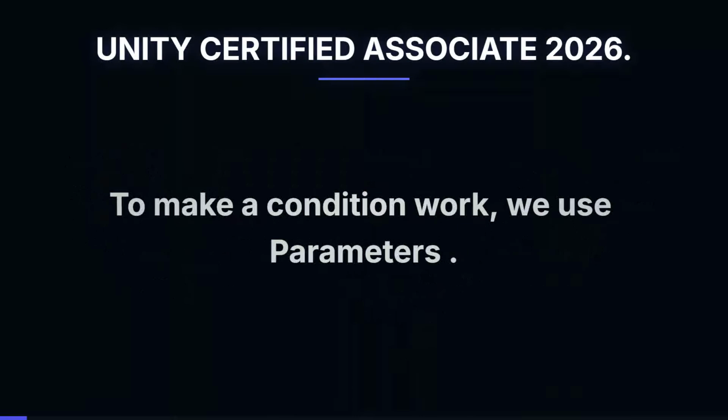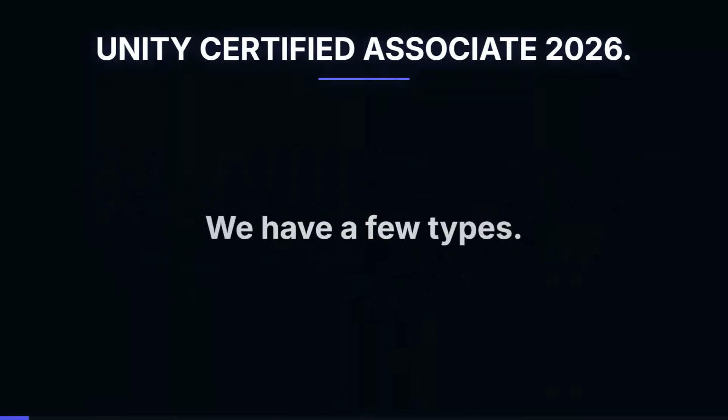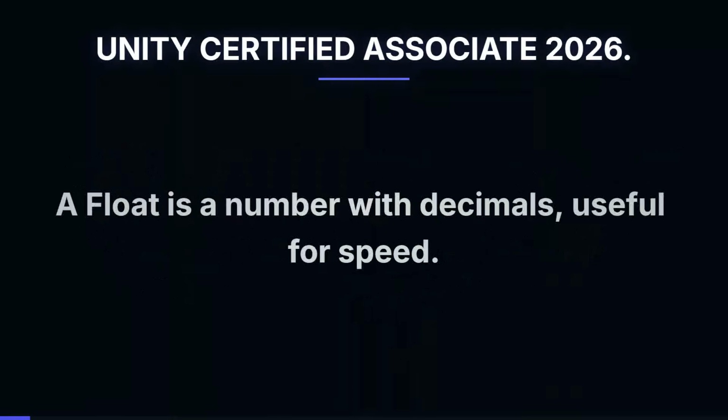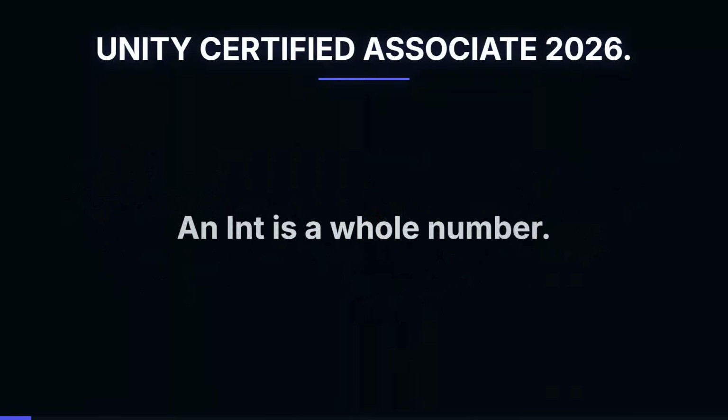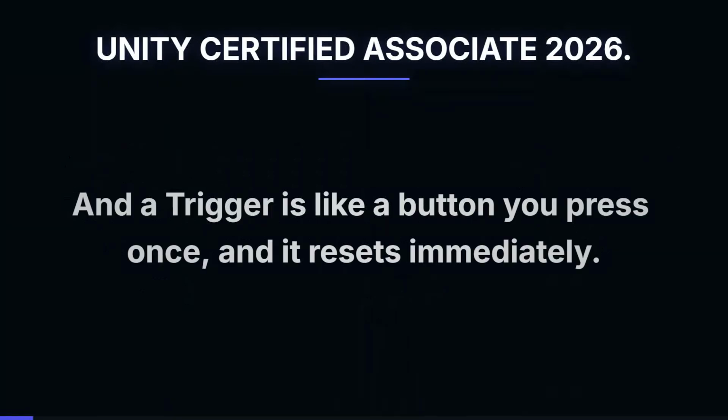To make a condition work, we use parameters. Think of a parameter like a switch or a dial. We have a few types. A float is a number with decimals, useful for speed. An int is a whole number. A bool is just true or false, like, is jumping. And a trigger is like a button you press once, and it resets immediately.